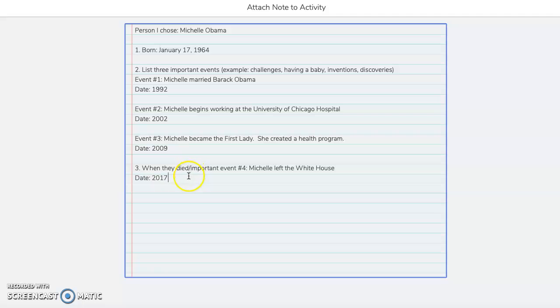Now down here, if the person that you're learning about has died, then you need to put the date that they died, just like the date they were born, the month, the date, and the year. If the person is still alive, you can pick another important event to write about. So because Michelle Obama is still alive, I wrote Michelle left the White House and the date was 2017.